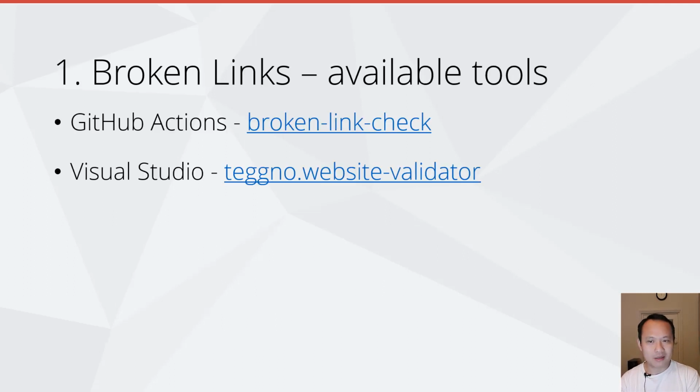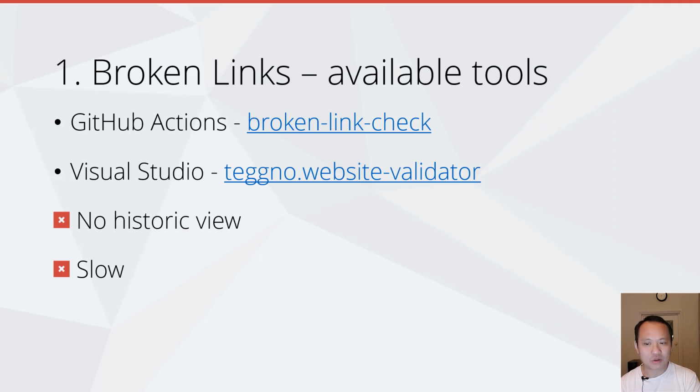Now for broken links, what other tools are available on the market? On GitHub Actions, we have the broken link check. On the Visual Studio Marketplace, we have the website validator. Now the issue is that neither of them has a historic view, and both are very slow to run.